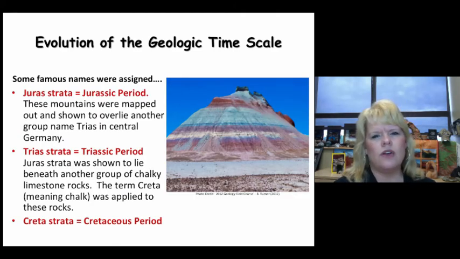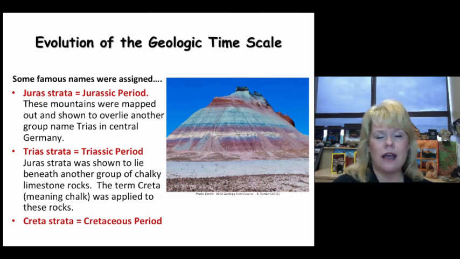So some more rock layers that ended up being the Mesozoic era came to be. While these are not in sequential order as they are in the geologic timescale and the rock record, these were how they were named in order. Juras is a term that applies to a group of mountains that was mapped out near Italy. And these Jura Mountains showed to overlie some older rocks that are named Trias, which is a locality in Germany.